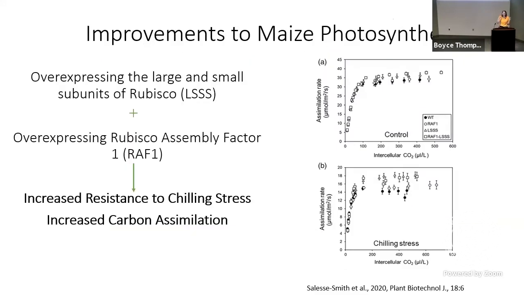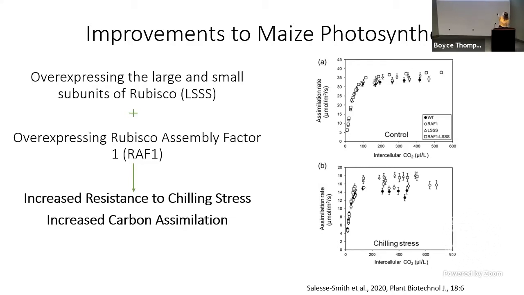So if we're thinking about trying to improve photosynthesis, the question is what has been done in the past? The Stern lab was able to create a maize line that's overexpressing the large and small subunits, which I pointed out earlier, in addition to RAF1, which is the rubisco assembly factor 1, which I also pointed out in that assembly diagram. And there were some really promising results because they were able to show that those maize overexpressing those proteins had increased carbon assimilation and, interestingly, also increased resistance to chilling stress.